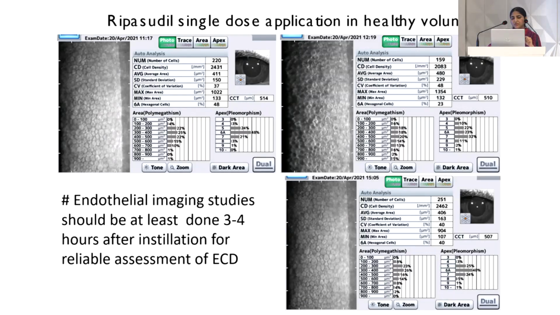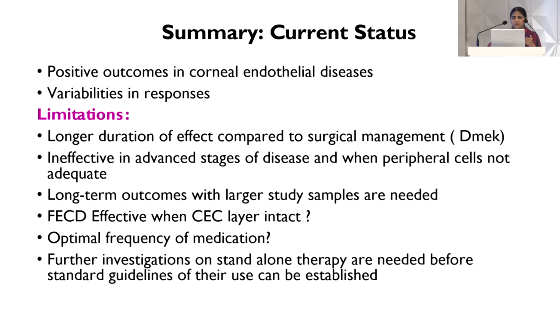Now, the implication of this is that if you have to image any person who is on Rho kinase inhibitors, we have to ensure that the specular microscopy is done 3 to 4 hours later. Otherwise, we'll get a fallacious count. This is what we did, and this was consistent in every patient, all 14 healthy volunteers, which we saw in that time period.